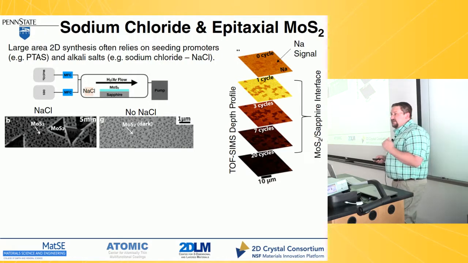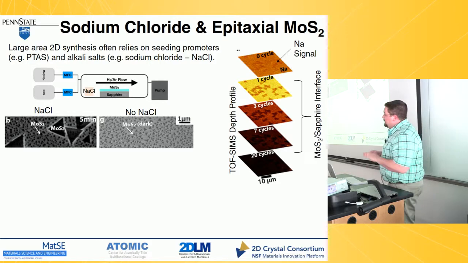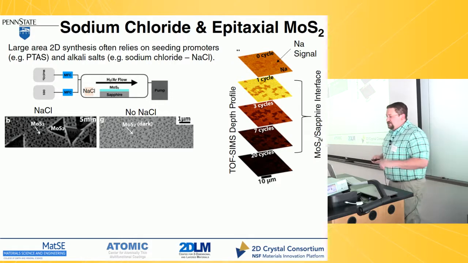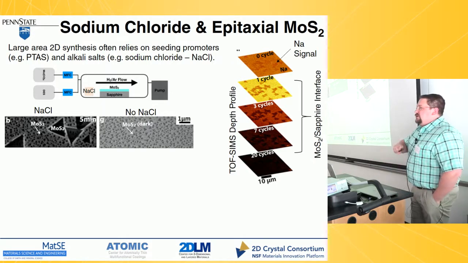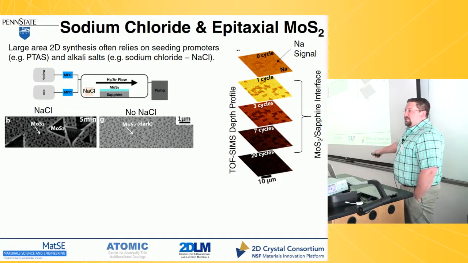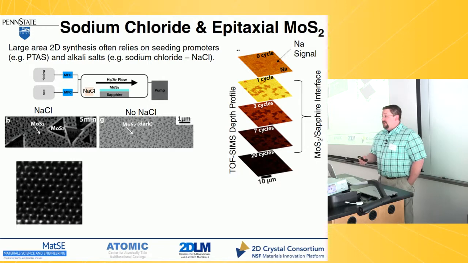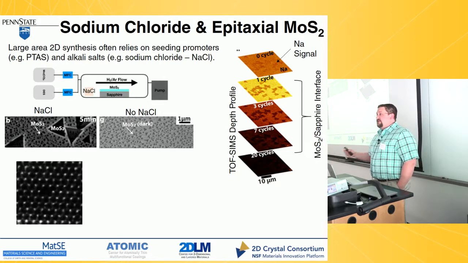So sodium at the interface of the MoS2. This is heterogeneous. You've got sodium covering everything out here, no sodium underneath there, or very little sodium. So okay, well you can just transfer that and put it on SiO2, no problem. That's fine. So we did transfer it. Instead of on SiO2, we transferred it onto TEM grids.